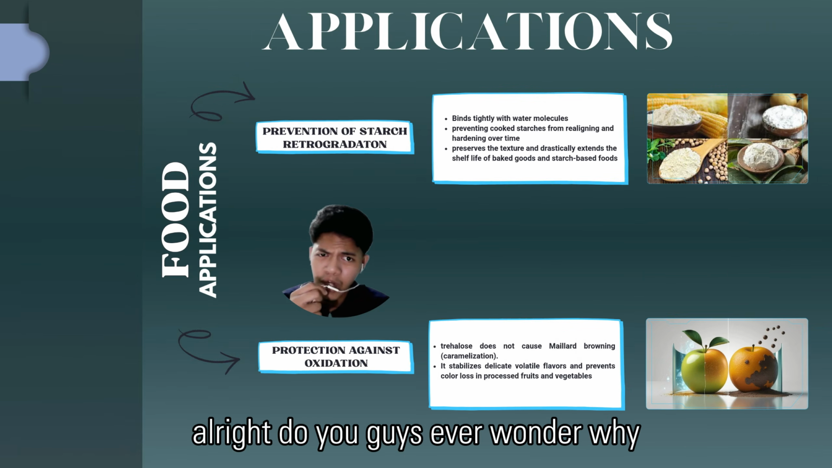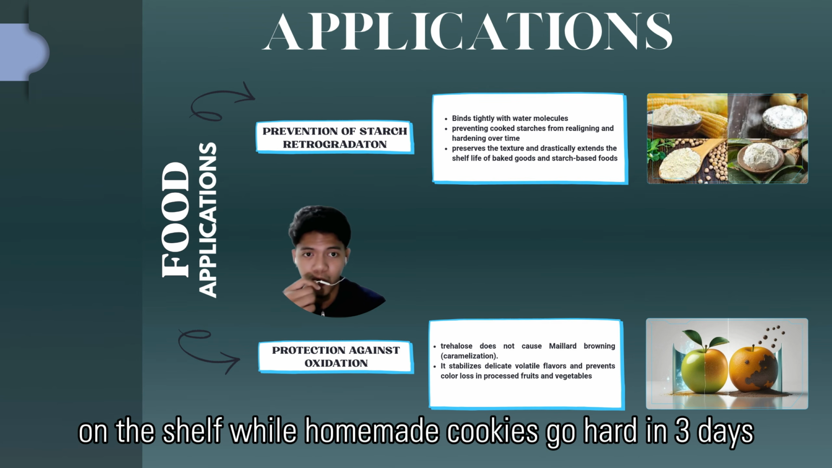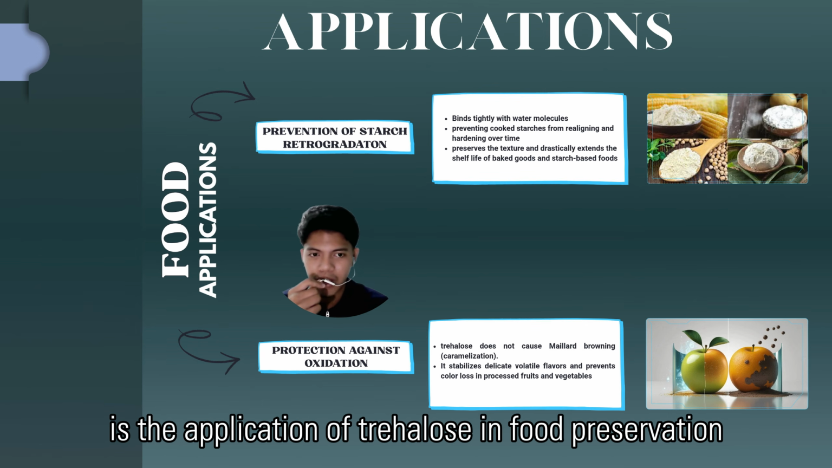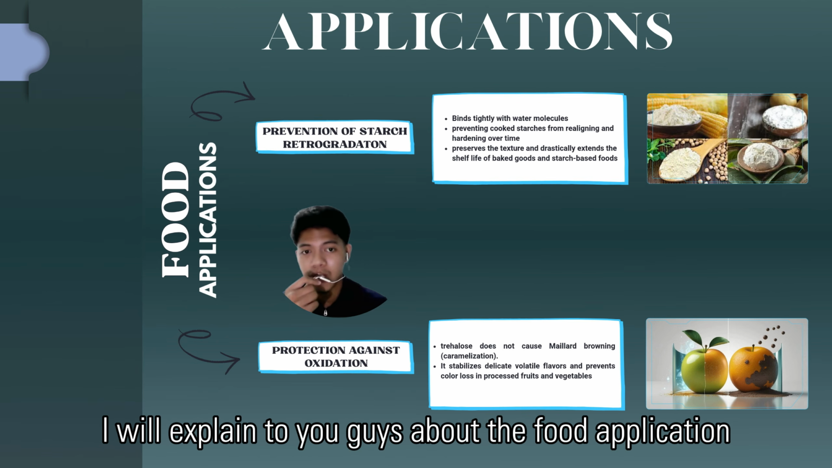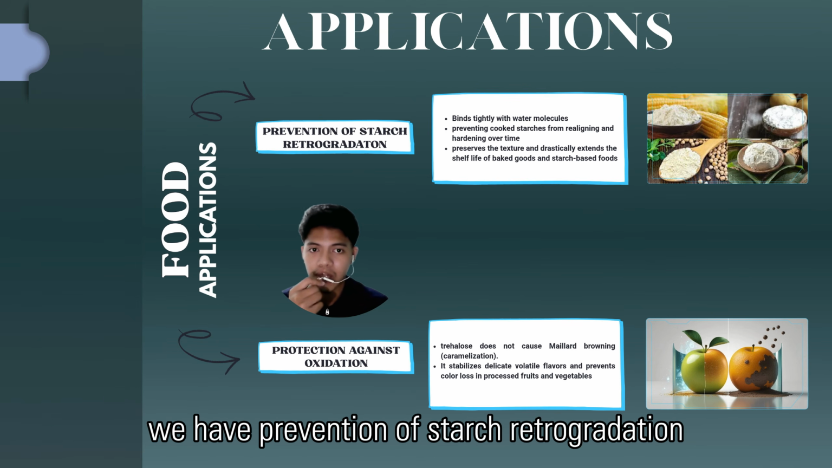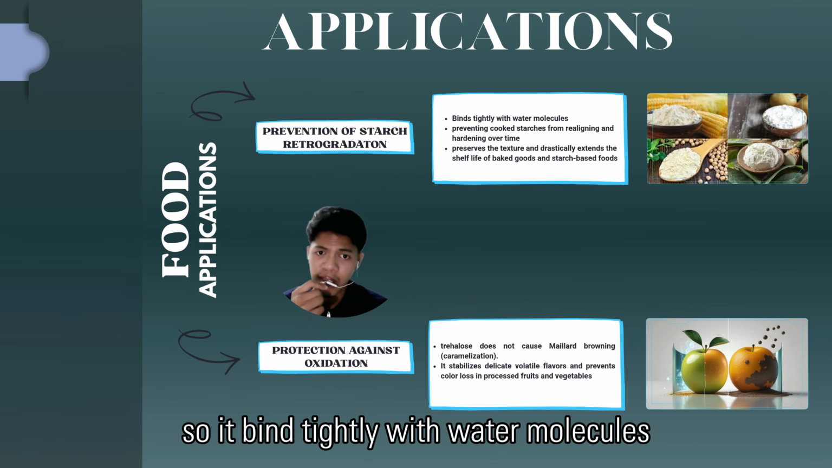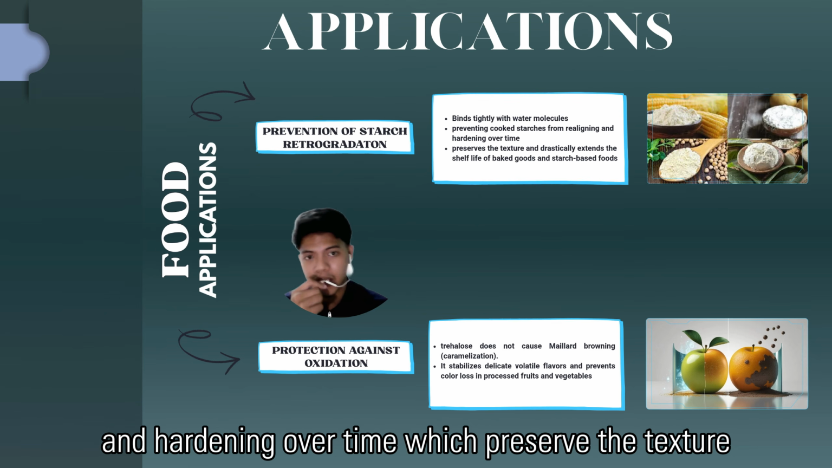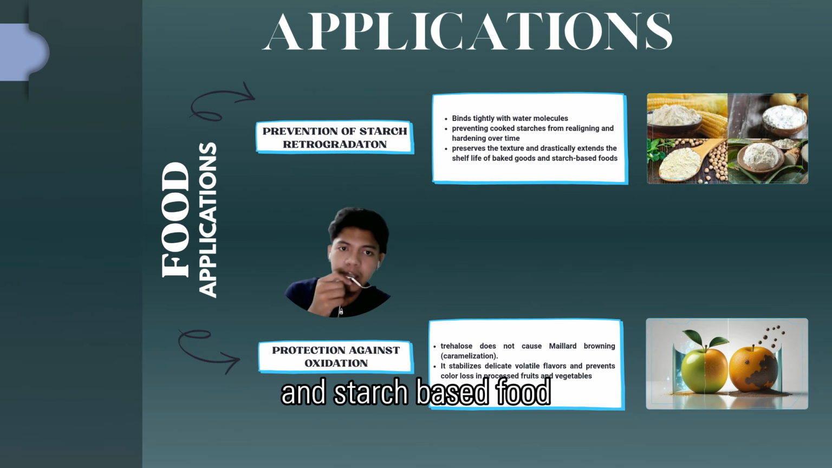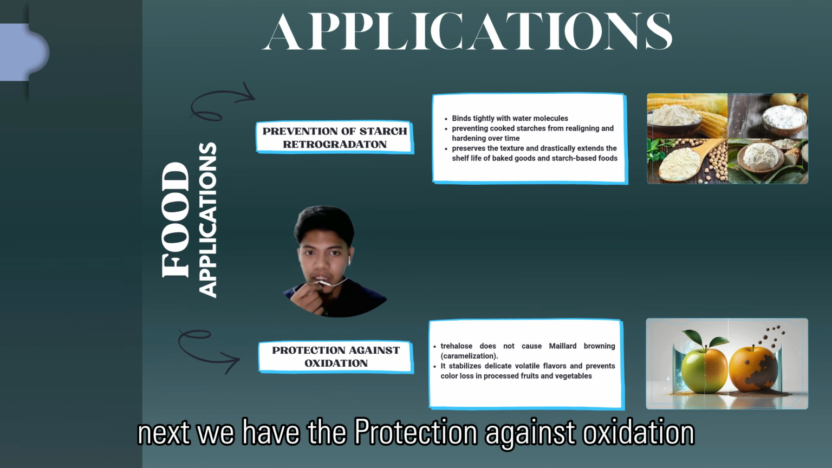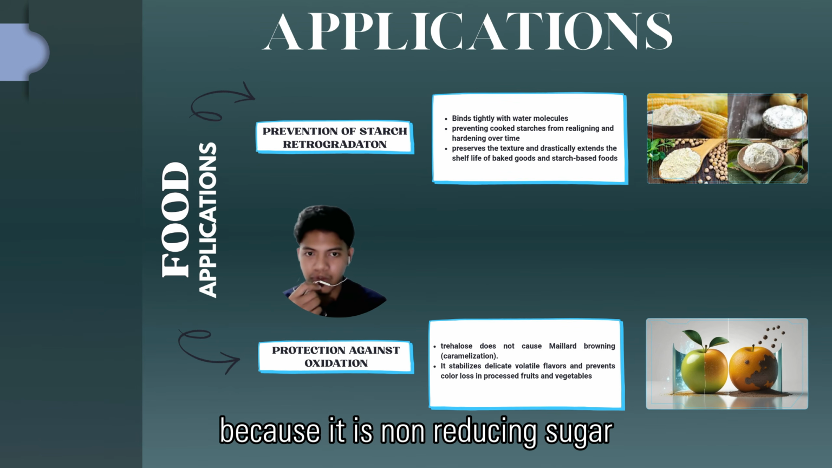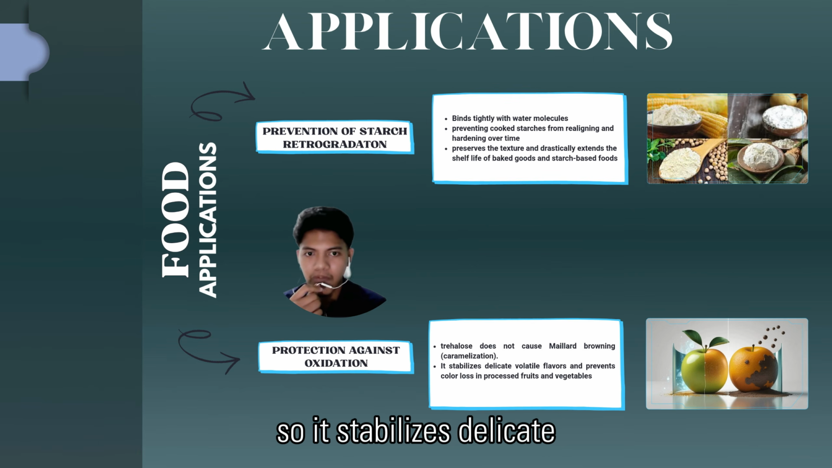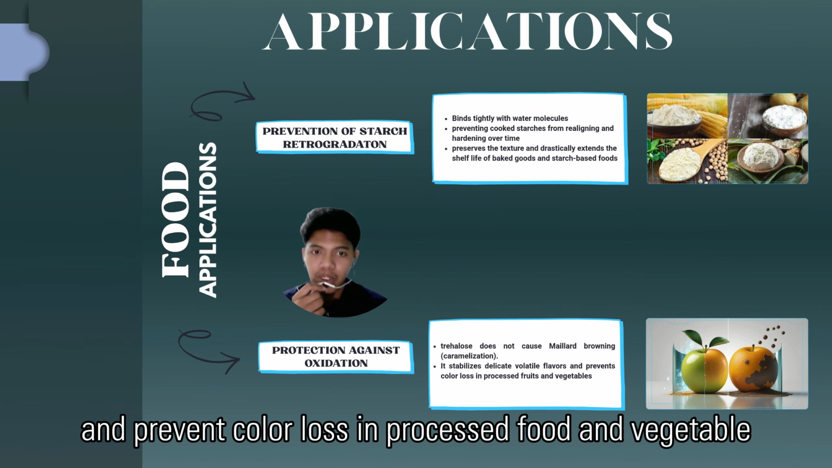Alright, do you guys ever wonder why some energy bars stay soft for 6 months on the shelf while homemade cookies go hard in 3 days? There's one reason: the application of trehalose in food preservation. Now I will explain to you guys about the food applications of trehalose. We have prevention of starch retrogradation, so it binds tightly with water molecules, preventing cooked starch from realigning and hardening over time, which preserves the texture and drastically extends the shelf life of baked goods and starch-based foods. Next, we have protection against oxidation. Because it is a non-reducing sugar, trehalose doesn't cause browning or caramelization, so it stabilizes delicate volatile flavors and prevents color loss in processed food and vegetables.